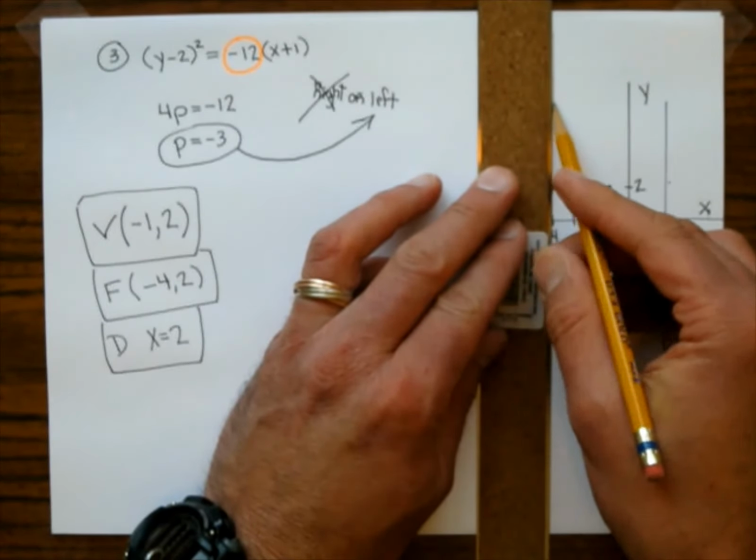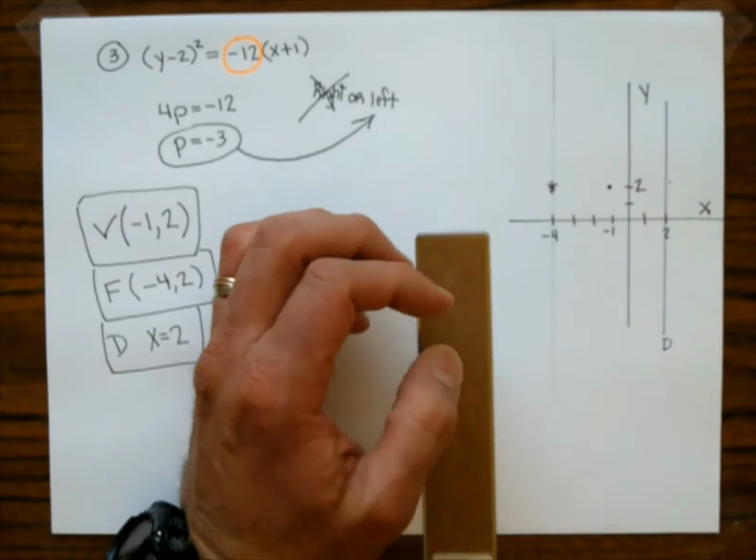This is not the directrix. This is just where the latus rectum is going to be. And we want to find the endpoints. Well, the length of the latus rectum happens to be the focal diameter, which is the absolute value of 4p. And there's the 4p right there. It's negative 12. So the focal diameter is 12, which means I'm not going to go up 12 and down 12. I'm going to go up 6 and down 6.